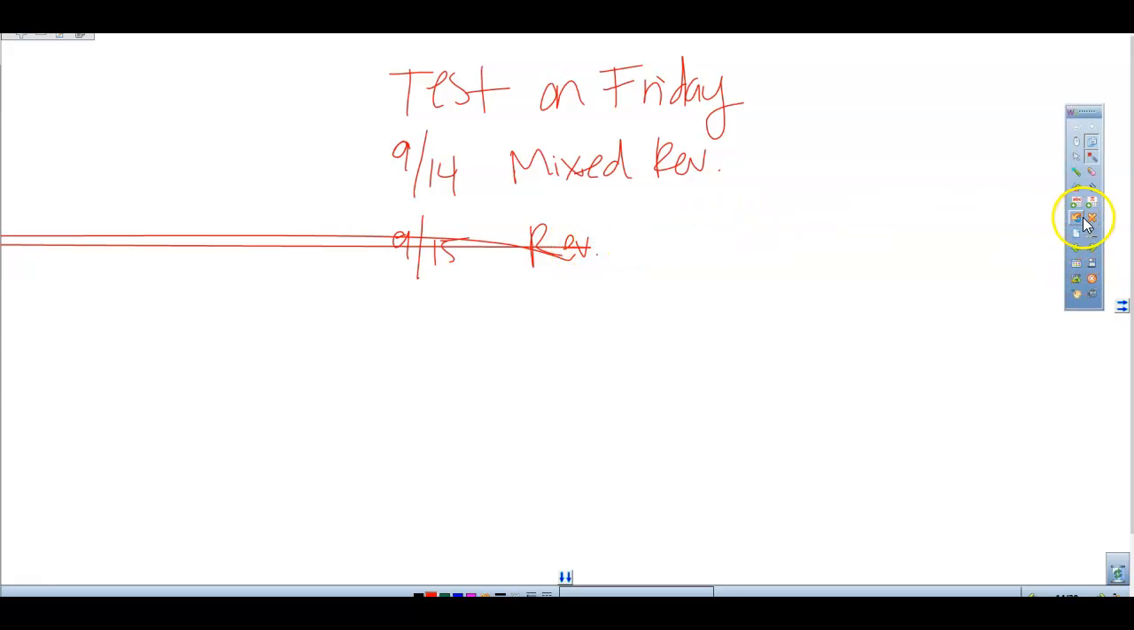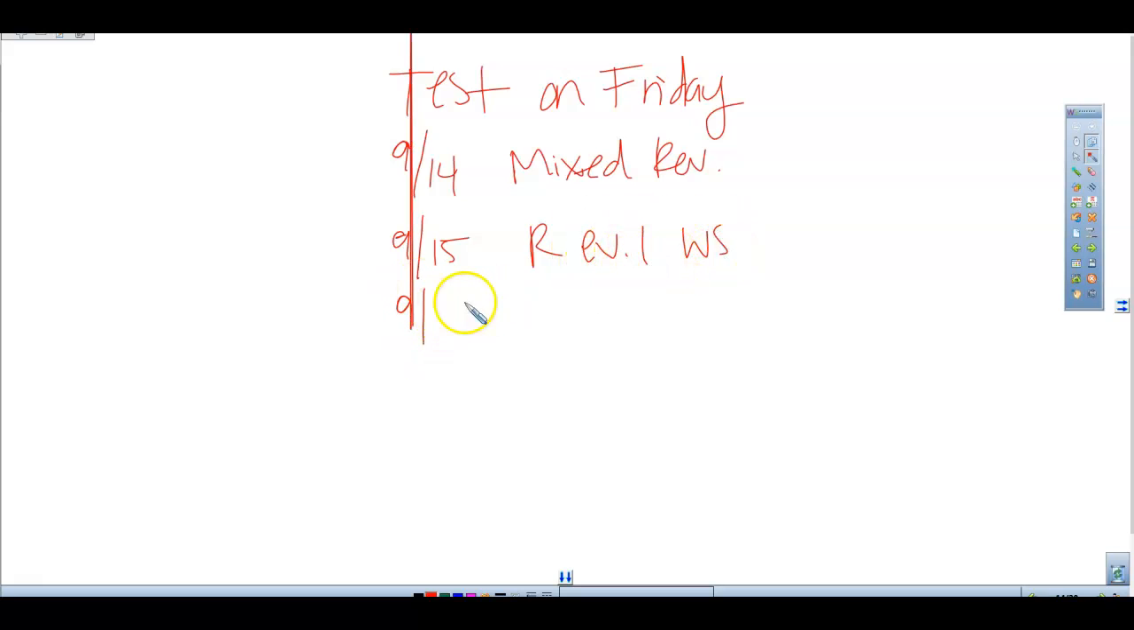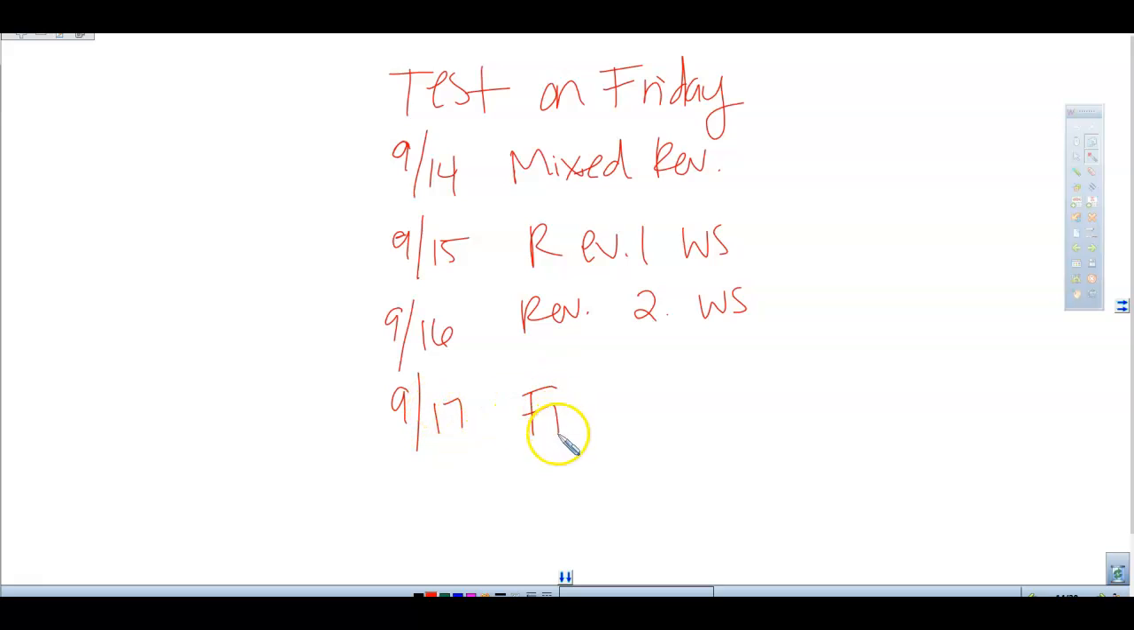You're going to get a review 1 worksheet. For 9/16, it's going to be the review day 2 worksheet, and then your test is going to be on Friday, okay? So for the rest of the week, we're basically just reviewing.